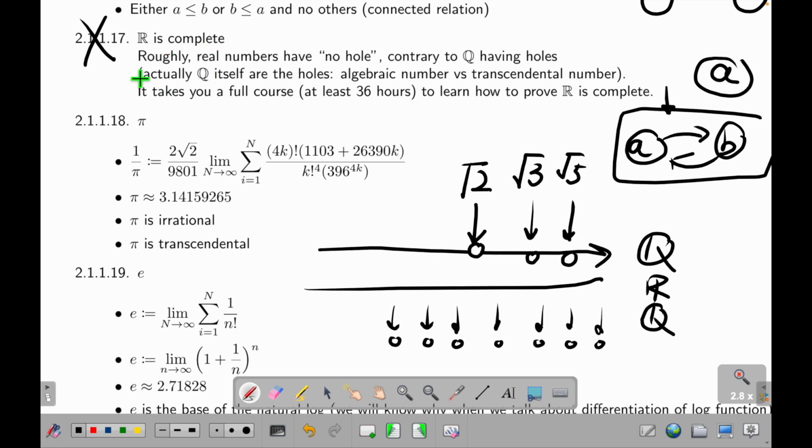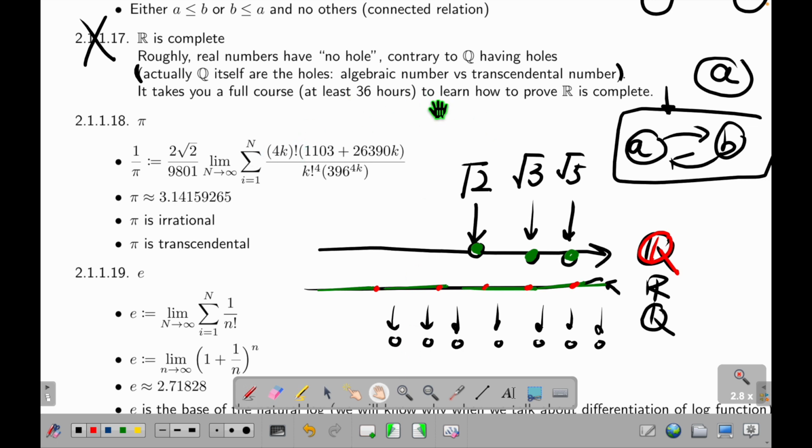R is complete. This bracket is something very deep. I just explain it for fun. If you look at this R, what are the things that build this R? If I represent the things in Q as red, and the things not in Q, that means irrational numbers, as green. Crazy fact is that on this line, most of the region is green. And actually, Q is the holes in this line. Okay, so what does that mean? That means in the real number line, rational numbers are actually the holes, not irrational numbers.